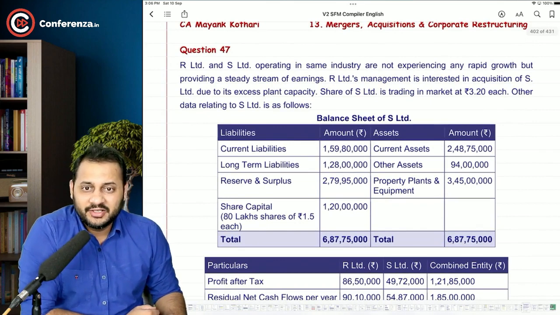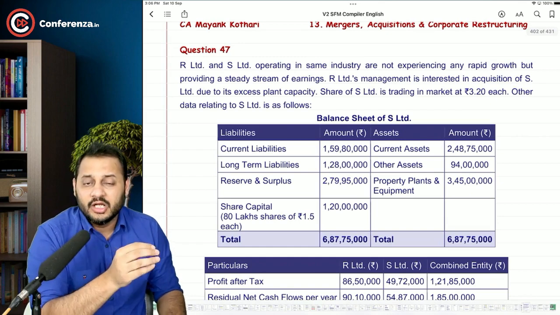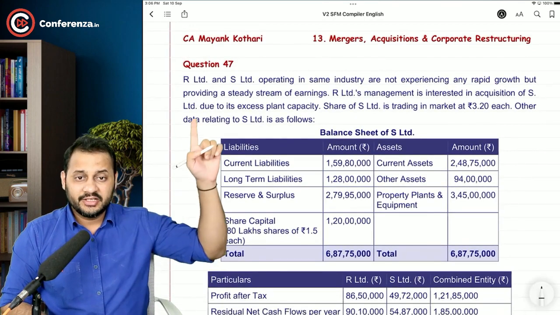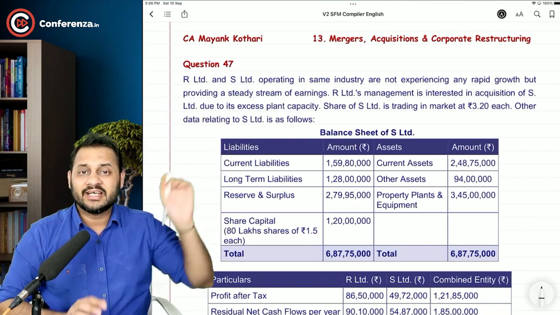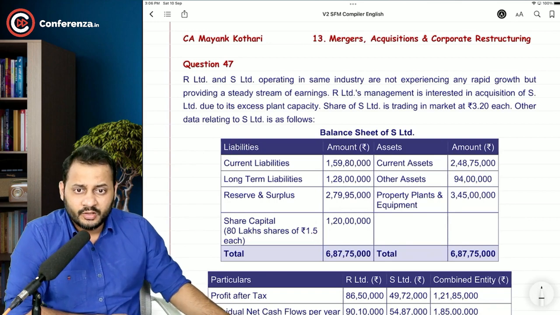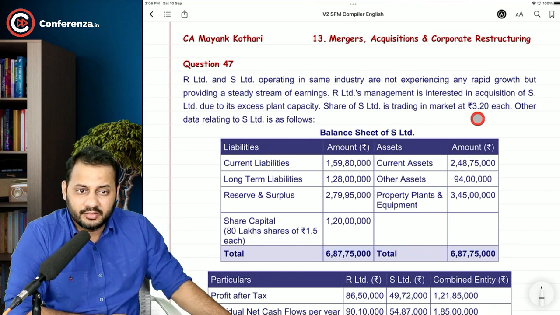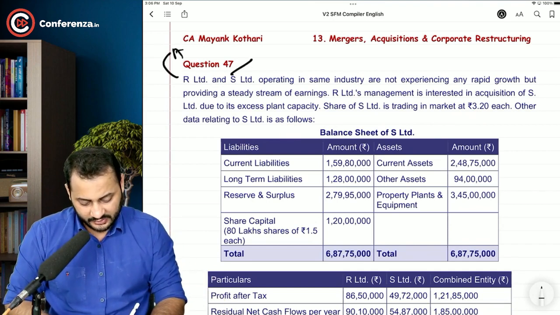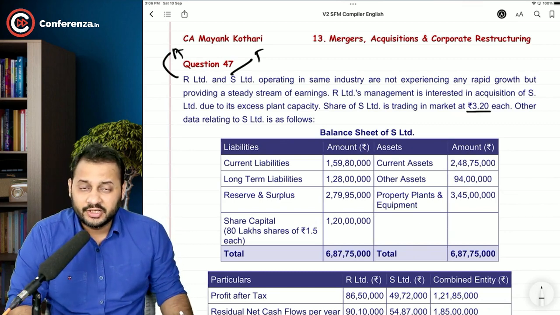R Limited and S Limited, operating in the same industry, are not experiencing any rapid growth but are providing a steady stream of earnings. R Limited's management is interested in the acquisition of S Limited due to its excess plant capacity. The share of S Limited is trading in the market at 3.20 rupees. Other data relating to S Limited is as follows. Have a look. R Limited is the acquirer, this is the target company, and the share of the target company in the market is at 3 rupees 20 paisa.